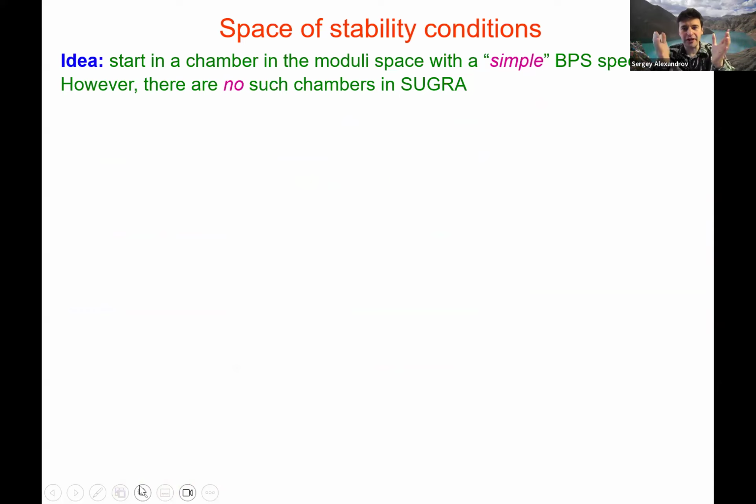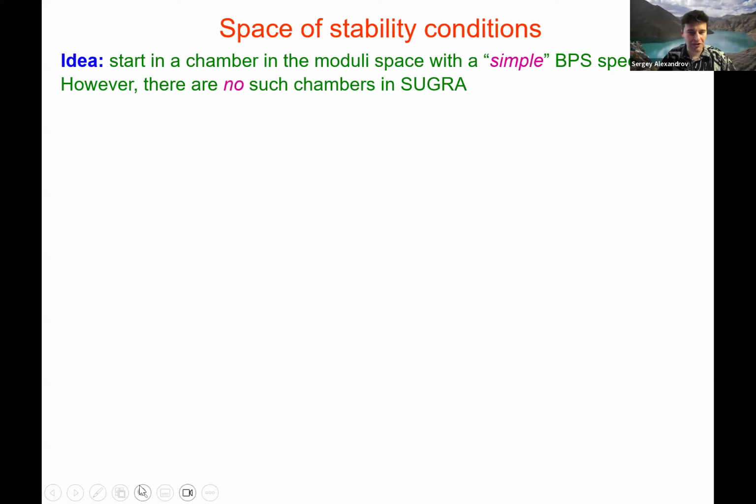And precisely this idea actually very often works in the case of supersymmetric gauge theories. But it does not work in supergravity, because in supergravity there are no chambers with simple BPS spectrum. All chambers are very complicated.